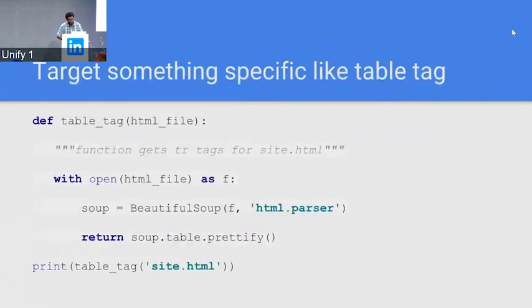We can make a simple modification to this function. Instead of returning just soup.prettify, we can return soup.table.prettify. In this case, we're able to return the table in the HTML document.